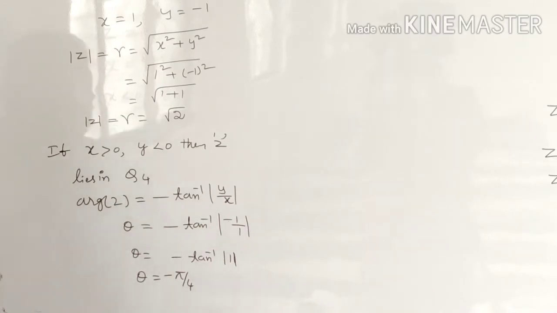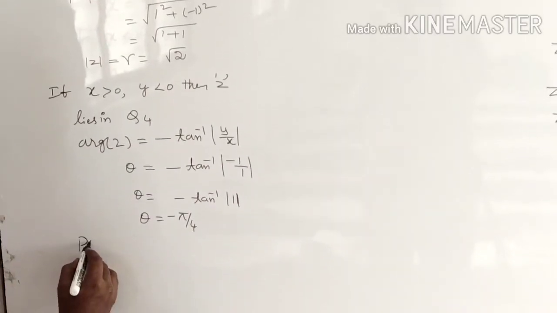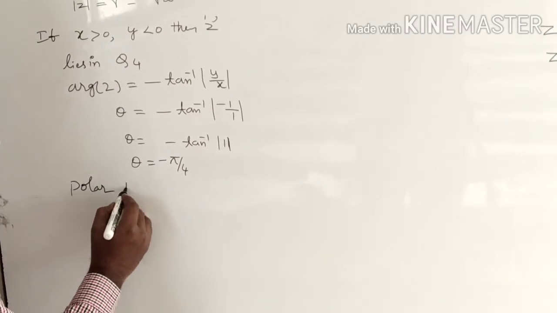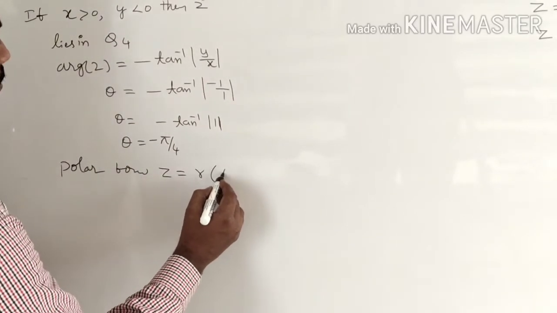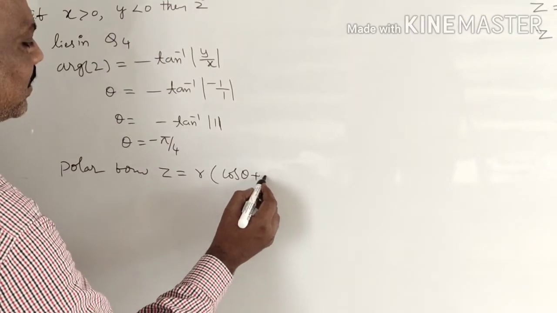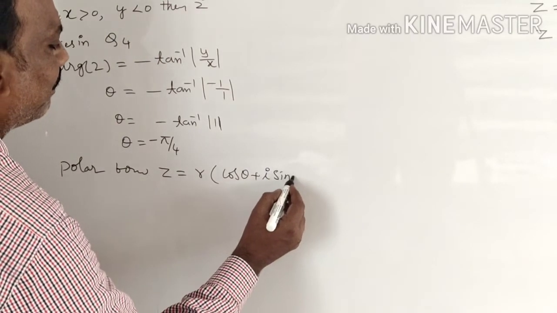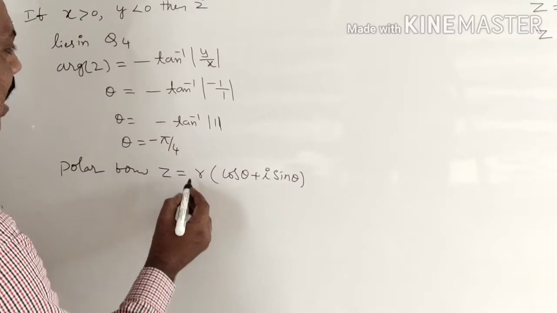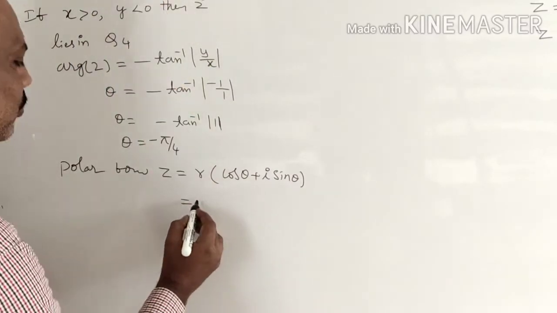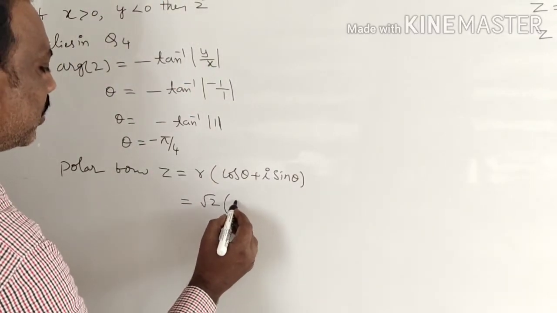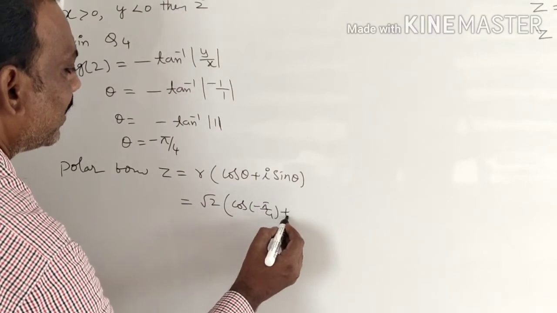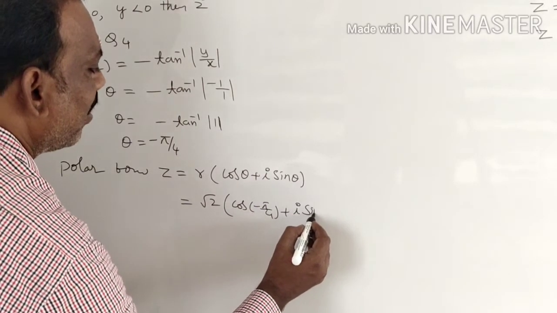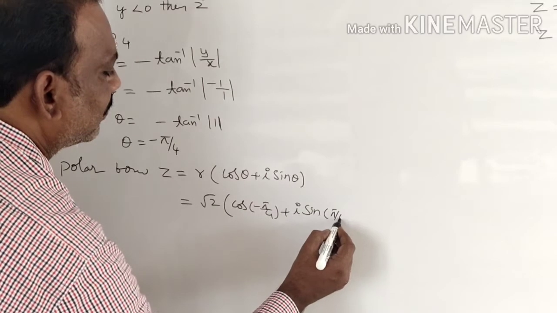Now we can apply the polar form. What is the general formula for polar form? Z is equal to r into cos theta plus i sin theta. Correct, students? So the r value we got here is root 2, into cos of minus pi by 4 plus i sin of minus pi by 4.